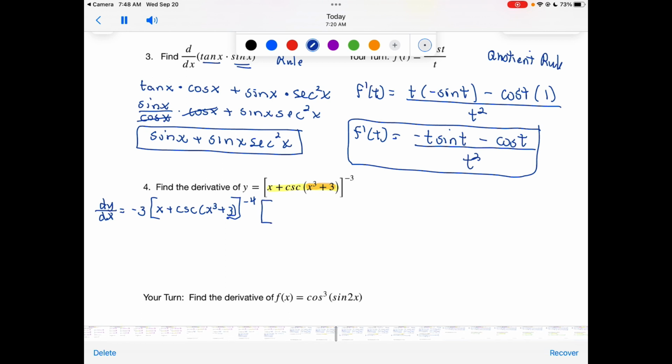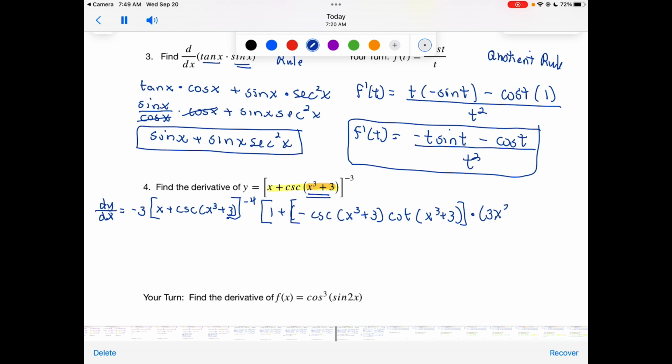Well, our first inside function, or the most outer inside function, is the yellow function, which is x plus cosecant of x cubed plus 3. And I differentiate that, I get 1. And then the derivative of cosecant is negative cosecant of x cubed plus 3 times cotangent of x cubed plus 3. And then just that term, I need to now multiply by the derivative of that inside function, which is the one on the inside, and I need to multiply it by 3x squared, because that's the derivative of x cubed plus 3.